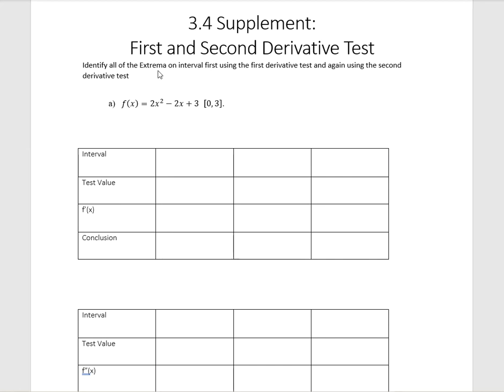Okay, so we're going to identify all the extrema on the interval, first using the first derivative test, and then we're going to show how it can be used for the second derivative test as well. So let's pick a pen and get to it. So our derivative is 4x minus 2. Remember that critical numbers occur when the derivative is 0 or does not exist.